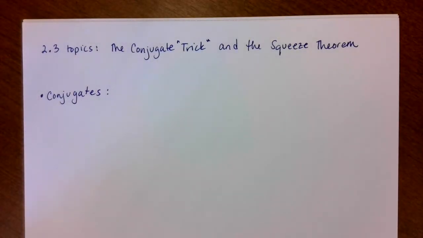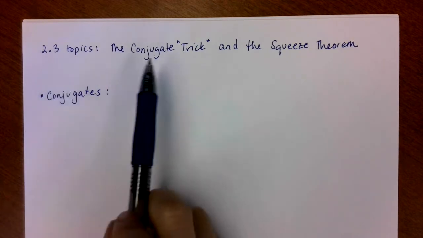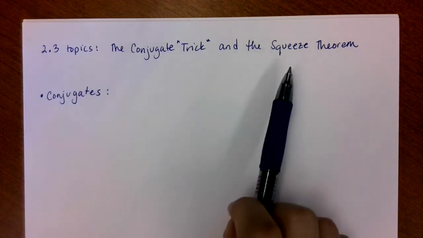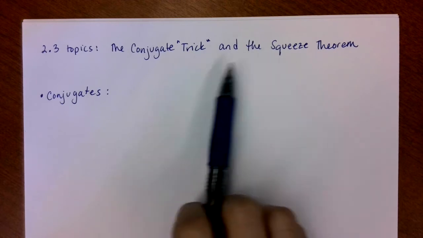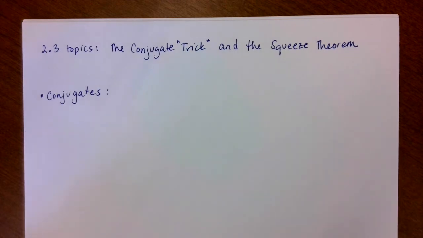Let's talk about two special topics from section 2.3. The first thing we'll talk about is the conjugate trick. And then after that, we'll talk about the squeeze theorem, and we'll do one example of each. So first, the conjugate trick. I'm going to explain what's going on, and then we'll dive into an example.